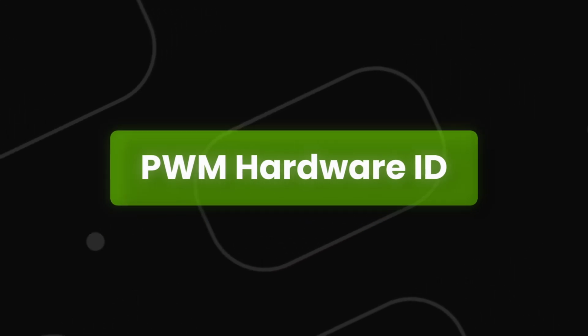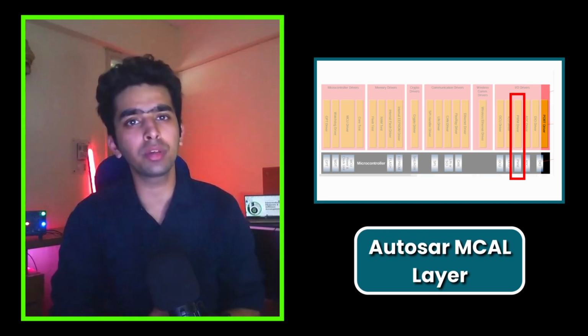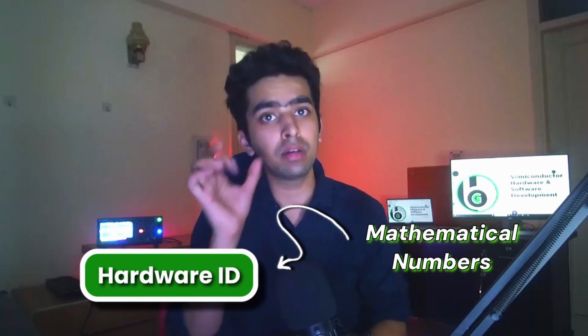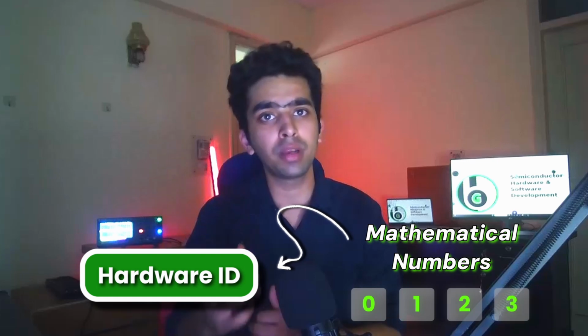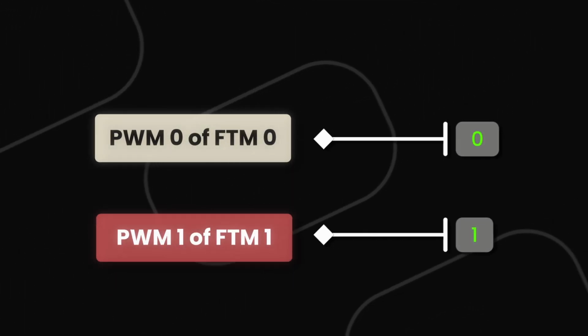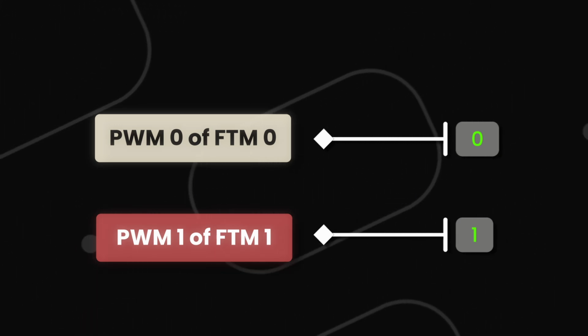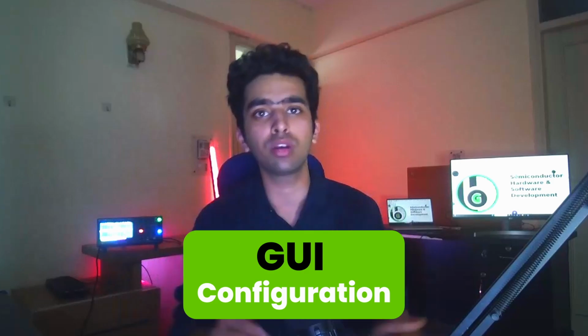So the first concept is the PWM hardware ID. The PWM hardware ID in the PWM driver of the AUTOSAR MCAL layer is basically a mapping or referencing of which PWM channel we are going to use and which PWM instance that channel is part of. We give this hardware ID a numerical mapping number like 0, 1, 2, 3, and via this number our application code gets mapped, saying that this number 1 refers to PWM channel 0 of FTM0 or PWM channel 2 of FTM2, and that mapping we can configure in the GUI configuration.